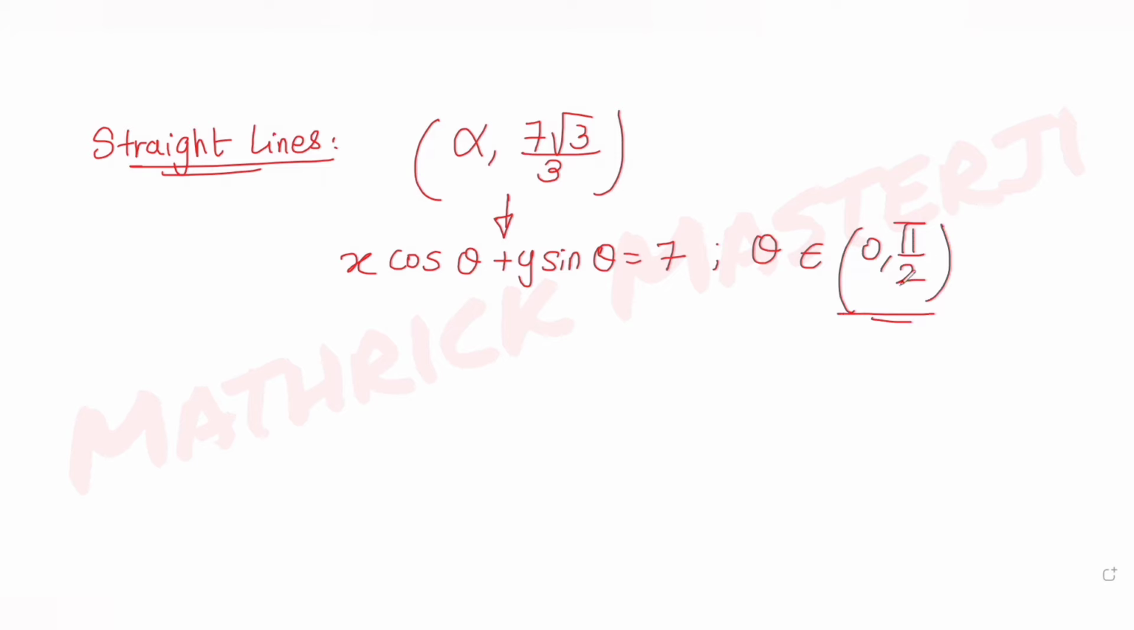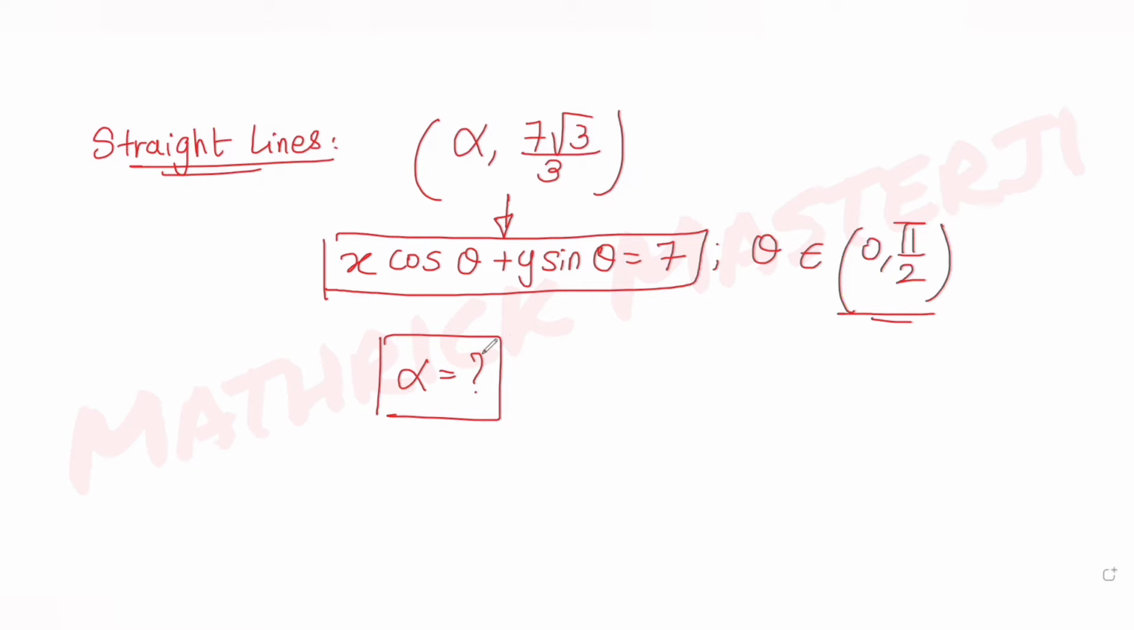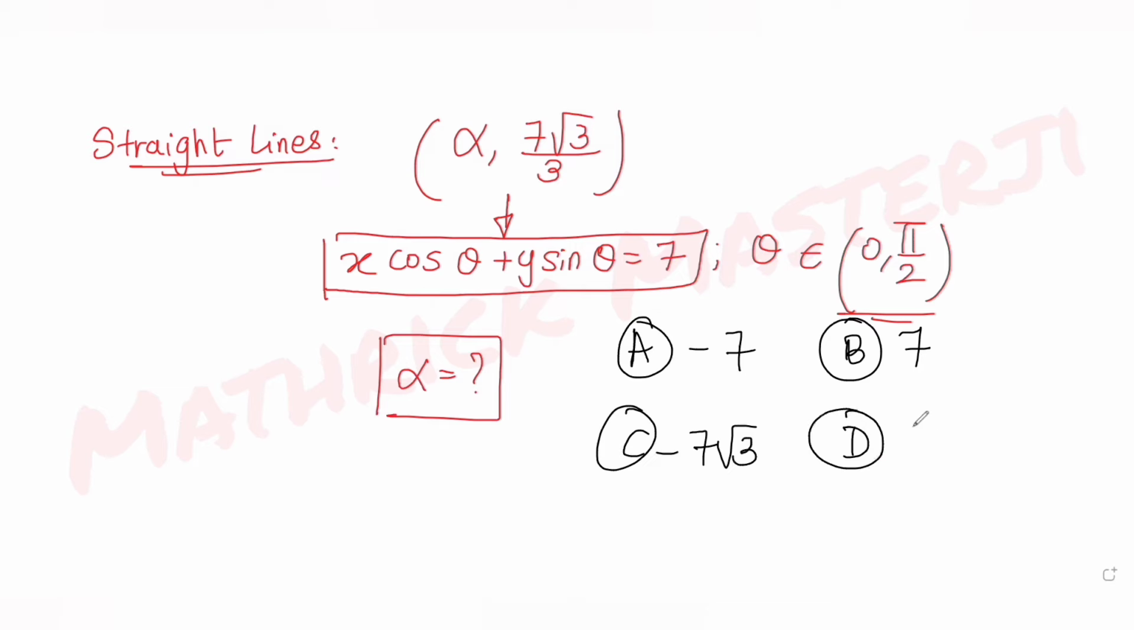So theta lies between 0 and 90 degrees, which is the first quadrant. We have been asked what the value of alpha is. The coordinate (alpha, 7 root 3 over 3) lies on the curve traced by the midpoints of the line segments whose equation is x cos theta plus y sin theta equals 7. The options given are minus 7, 7, minus 7 root 3, and 7 root 3. We need to figure out which answer choice is correct for the value of alpha. Let's solve this question now.